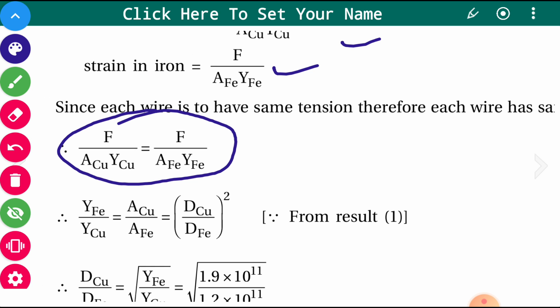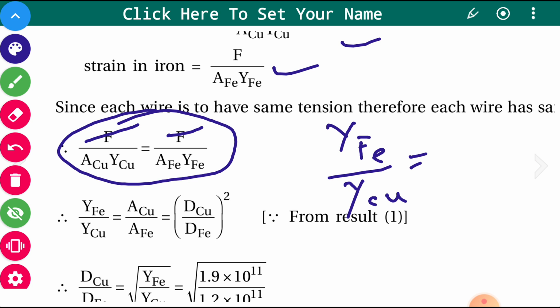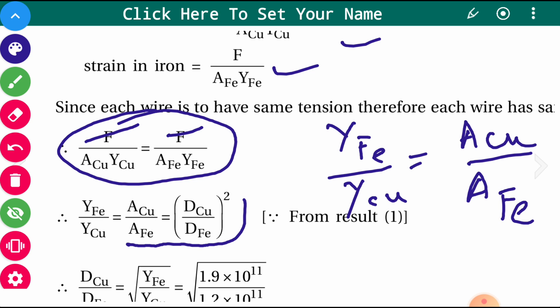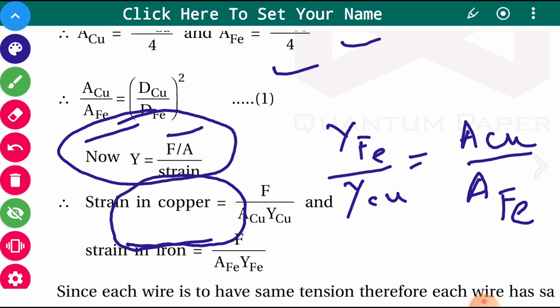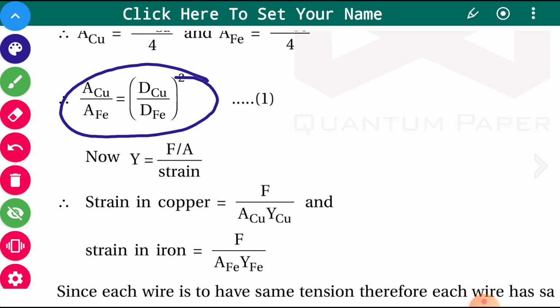Now just force will be cancelled out. Okay, Young modulus of iron upon Young modulus of copper can be written as area of copper divided by area of iron. And as you know, area of copper upon area of iron is dCu upon dFe the whole square, because we have already discussed this. Okay, that we have already found. So instead of ACu upon AFe, it is nothing but dCu upon dFe the whole square.